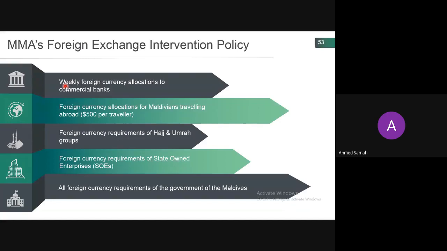When the commercial banks receive foreign currency, the commercial banks actually sell it to businesses to cater for import payments. Also, MMA provides for certain needs through commercial banks, and also medical purposes. Then with the COVID situation, we actually increased our intervention through commercial banks as well.